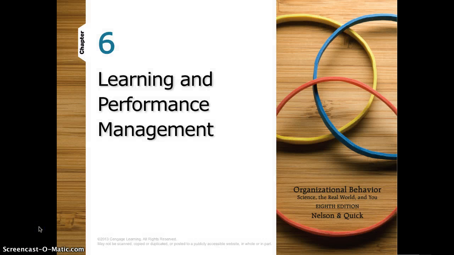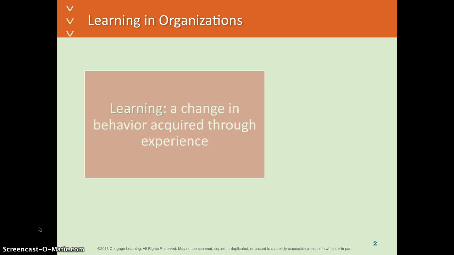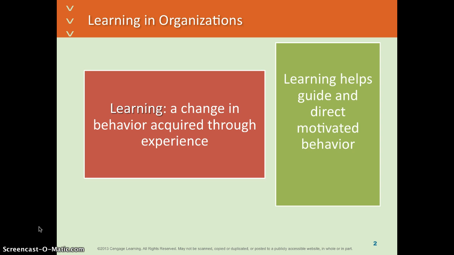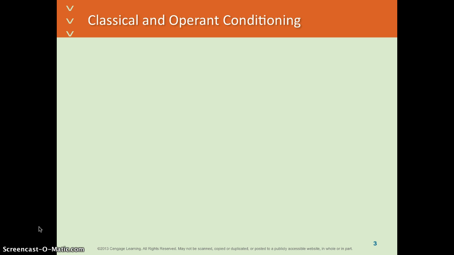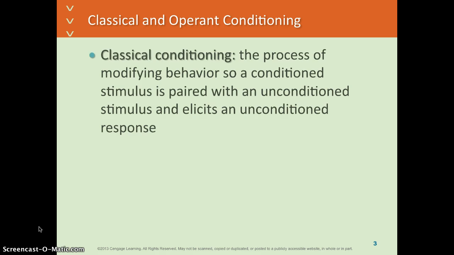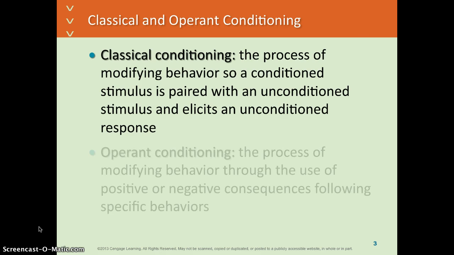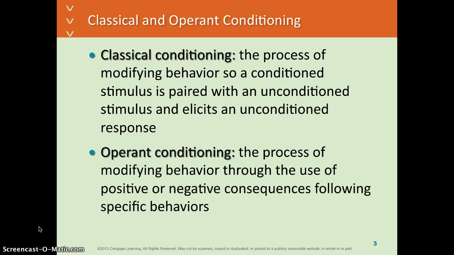Chapter 6, Learning and Performance Management. Learning should be lifelong and always very positive. Learning is something that changes our behavior through experience, and it guides and directs our behavior. Two types of conditioning or learning: classical conditioning and operant conditioning.